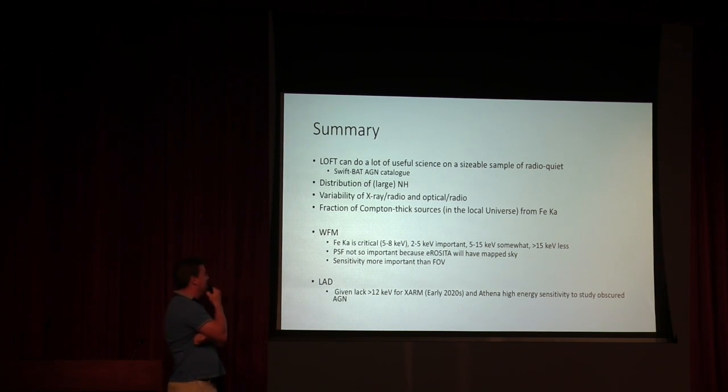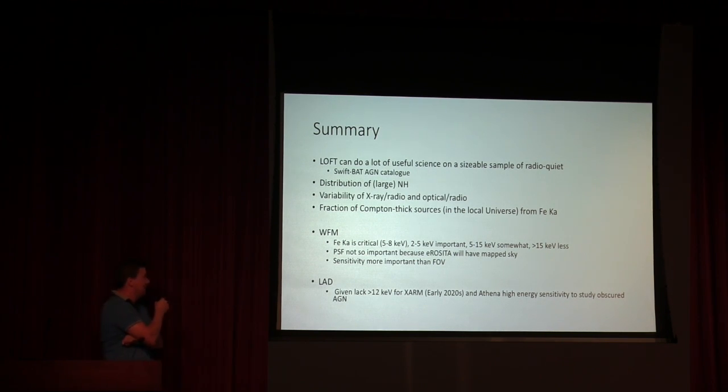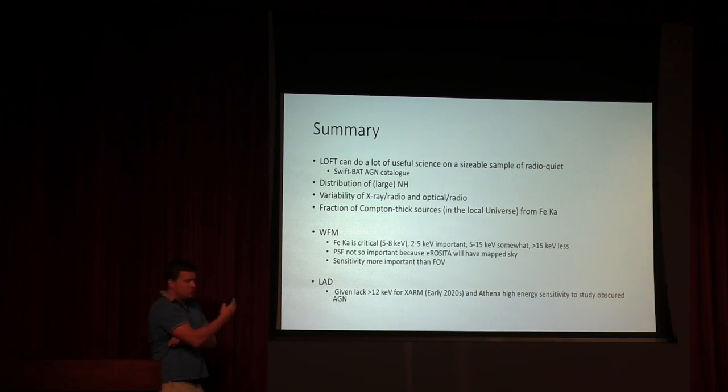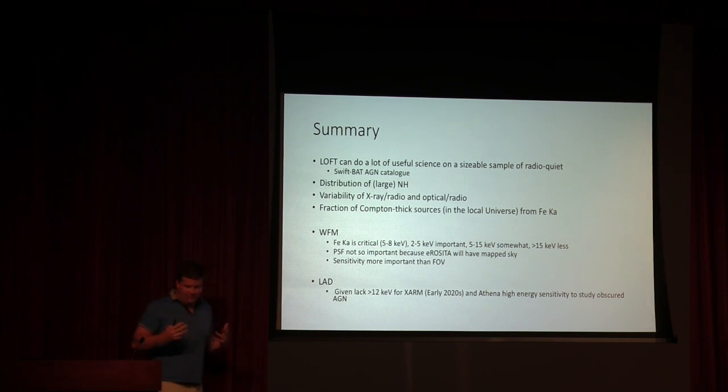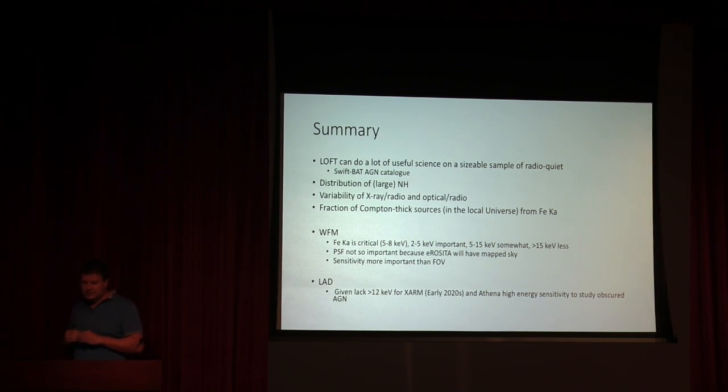STROBE-X can do a lot of useful science on a really large sample of these radio-quiet AGN. I mentioned the Swift-BAT AGN catalog of thousands of sources. Then getting this distribution in terms of NH variability on the scale of weeks to months, and looking at X-ray to radio and optical correlations, and then really getting the fraction of Compton thick sources. Based on my initial results, it seems like this could be even more sensitive than Swift-BAT in terms of finding these Compton thick AGN in the nearby universe.